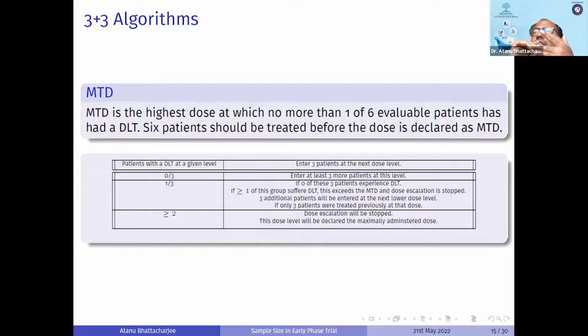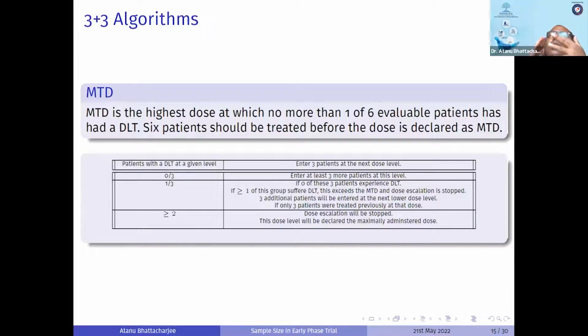If one of them is having toxicity, then the scenario is: wait, recruit 3 more patients. So initially we have 3 patients, and out of that 1 is having toxicity. Then at the same dose, like 220 mg, you recruit 3 more patients, and see what happened. If out of 6 total, 3 earlier with only 1 having toxicity, and the next 3 with none having toxicity, so 1 out of 6 is okay. So you can go for the next dose level, you can accelerate the dose.